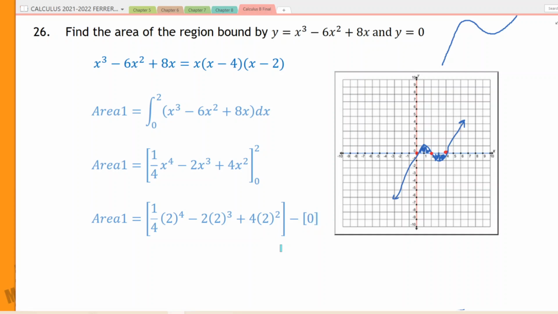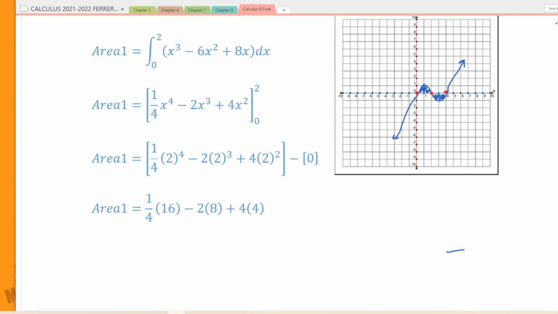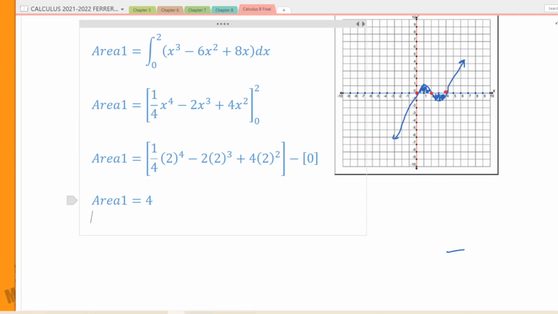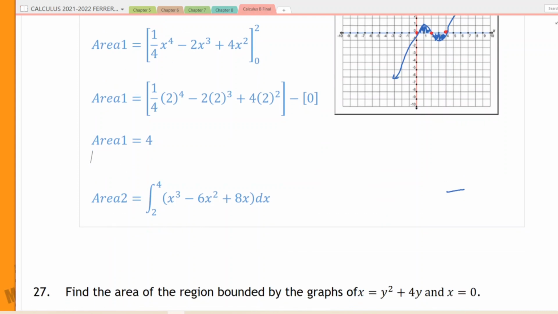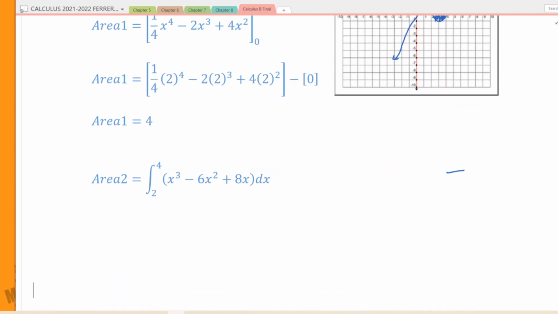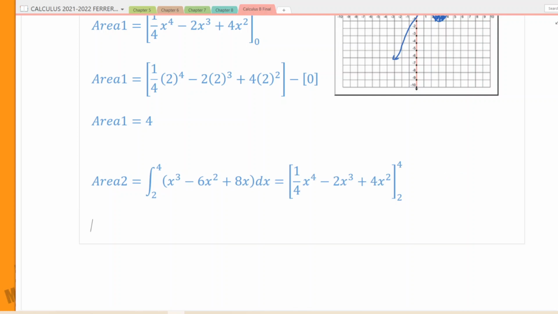So saving just a little bit of time here, let's evaluate our antiderivative at 2. And of course, this is going to evaluate to 4 minus 16 plus 16, or just 4. Okay, now that we have area 1, we've got to get area 2. This time we already know our antiderivative, so things should be a little bit easier. So again, this time we're going to evaluate our antiderivative from 2 to 4, and we're going to subtract them.